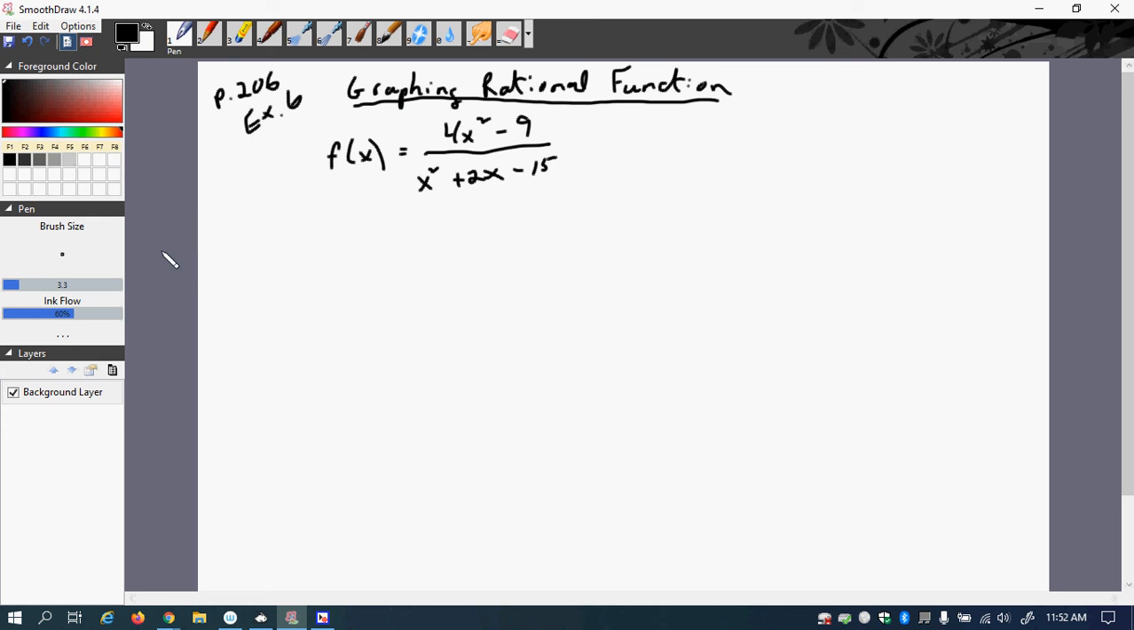Alright, so example 6 in the book gives us an equation, and they want us to come up with the vertical and the horizontal asymptote and then graph it. So this is all together. Okay. So first of all, we can do the first step. Step 1 is to find the vertical asymptotes.